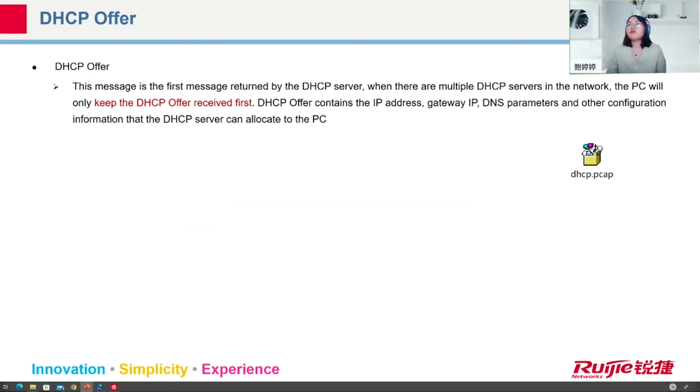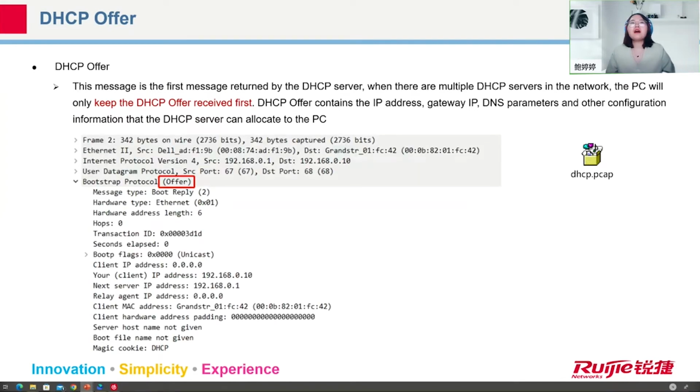And then the server will give a reply, right? The DHCP offer message is the first message returned by the DHCP server. If in our network we deploy more than one server, the PC will keep the first DHCP offer it receives. Whoever sent me the first offer message, I will use that IP address information. So this also can be a problem, because maybe someone deploys an illegal DHCP server in your network. That would be a mistake. So this is the principle.